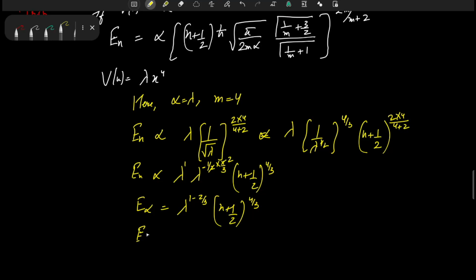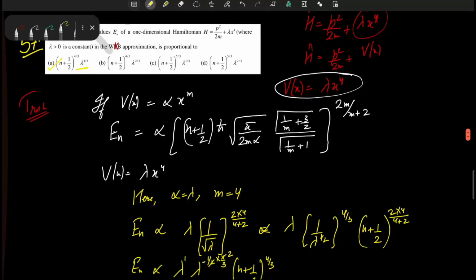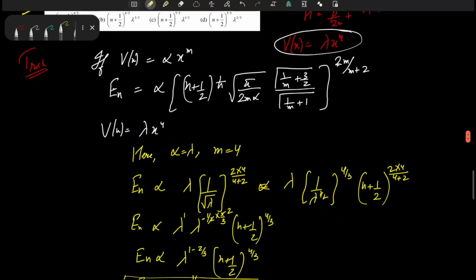So En is proportional to lambda raised to power 1 minus 2 by 3, which is 1 by 3. So lambda raised to power 1 by 3 and n plus half raised to power 4 by 3. So this would be the answer. Out of these options you will see the first option is this only, n plus half raised to power 4 by 3 and lambda raised to power 1 by 3. Okay, so the same answer. So you can remember this formula only, and I will show you some more shortcut.